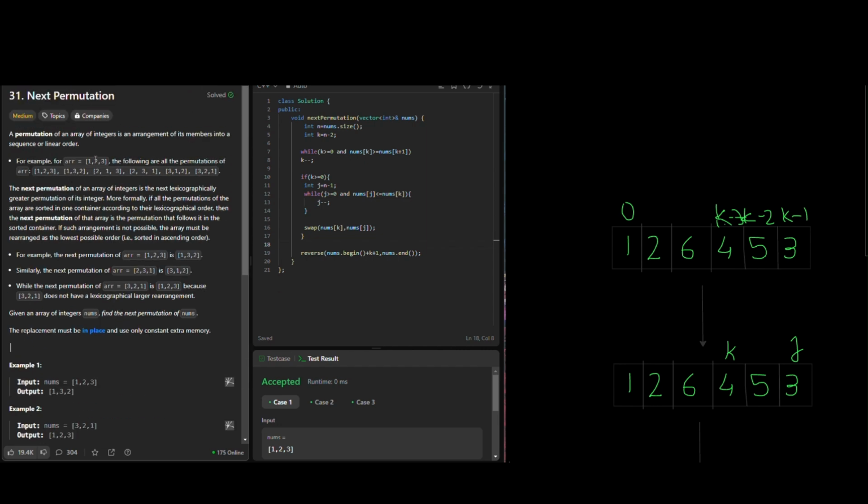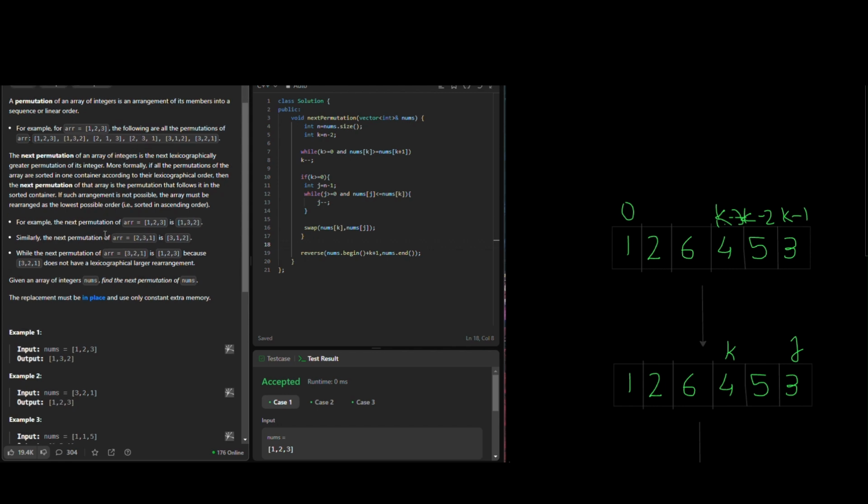So let's take an array 1, 2, 3. This is a lexicographically arranged permutation. Lexicographically is basically like 1, 2, 3 being in ascending order, right? 1, 2, 3, then 1, 3, 2, then 2, 1, 3. So you can see this is lexicographical order.